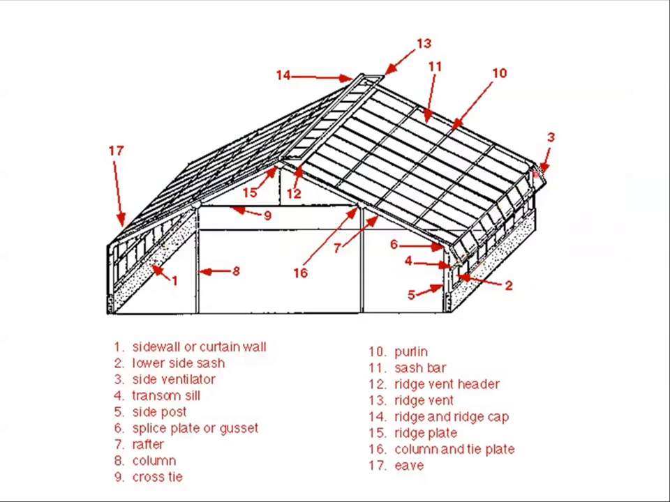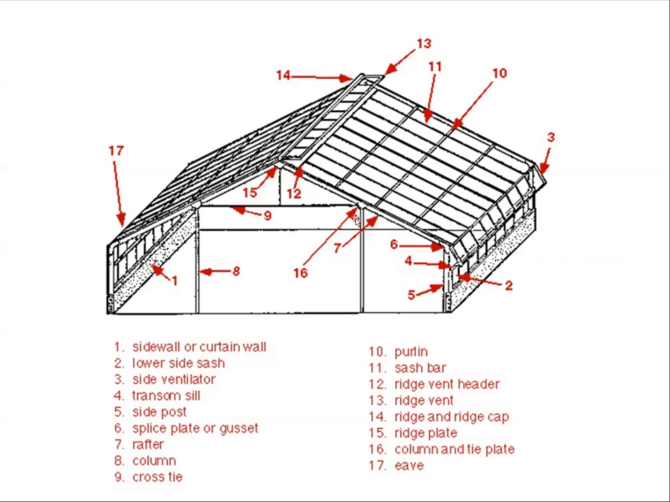Side vent. So you see this side vent here. This is to allow air in. Okay, typically air in this direction. Of course, air can get out, but when we get to this one, it is a ridge vent. This is typically to allow hot air to escape. Number 4 is a transom sill. So that's the sill that is between the side vent and the lower side sash, transom sill.